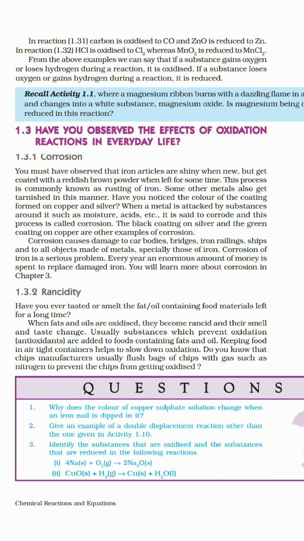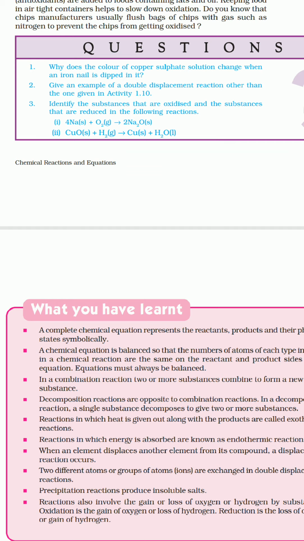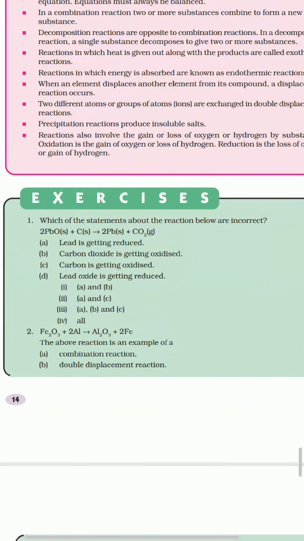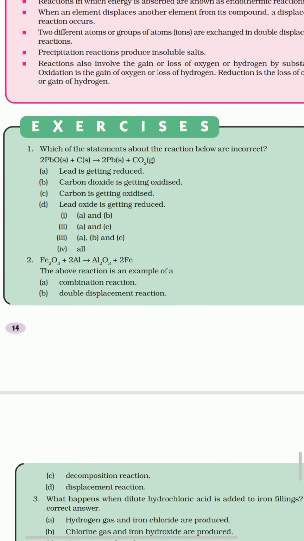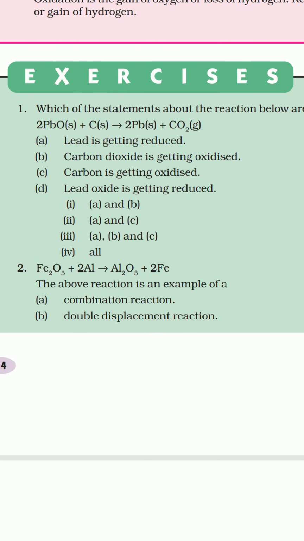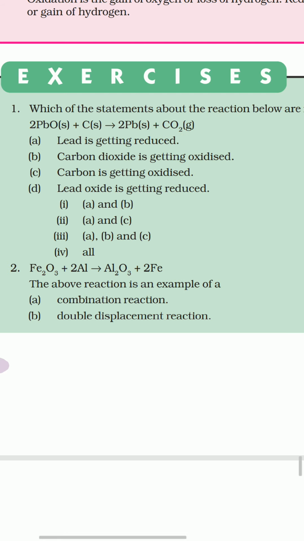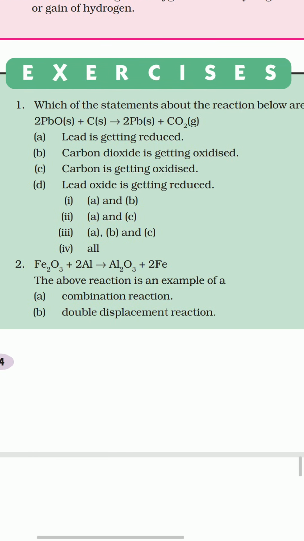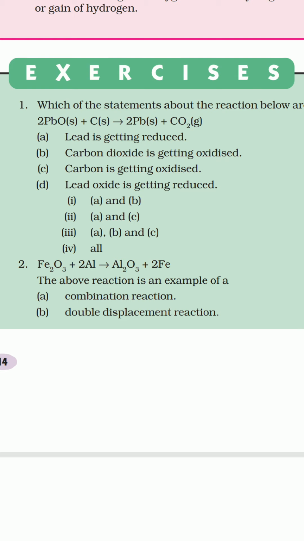And now we are going to discuss the chapter end exercises from your NCERT book. The first question is: which of the following statements about the reaction given below are incorrect? 2PbO(s) + C(s) → 2Pb(s) + CO2(g).